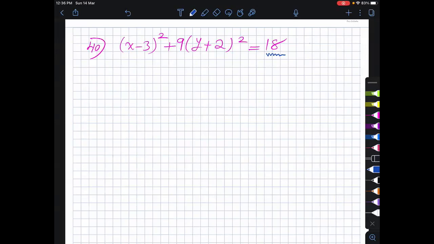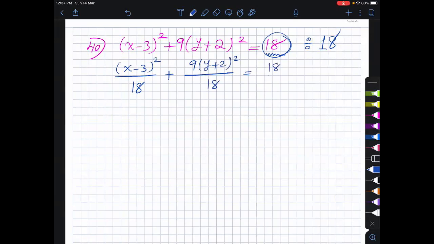We should divide by something to make this 18. Yes, we should divide the whole equation by 18; the right-hand side must be 1. So we divide 9 times y plus 2 all squared by 18, and 18 over 18 is 1. So x minus 3 squared over 18 plus y plus 2 squared over 2 equals 1.